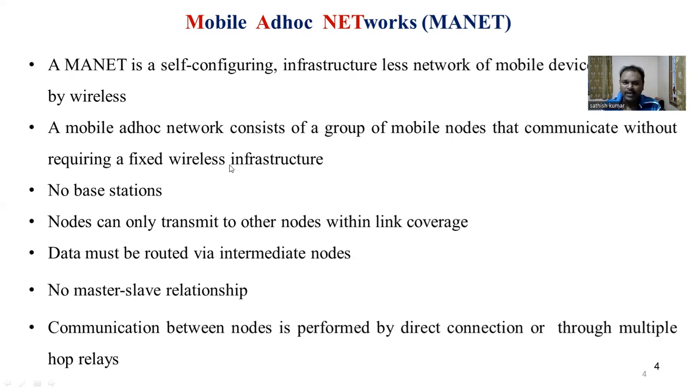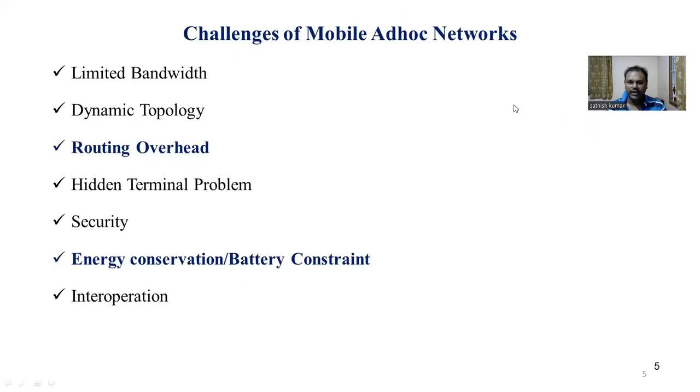Nodes communicate without requiring a fixed wireless infrastructure. There are no base stations, and a node can transmit only to other nodes within its link coverage. The data must be routed via intermediate nodes. There are no master-slave relationships. There is direct communication or communication through multi-hop relays. The challenges in mobile ad hoc networks are limited bandwidth, dynamic topology, routing overhead, hidden terminal problems, security, energy conservation and battery constraints, and interoperability.